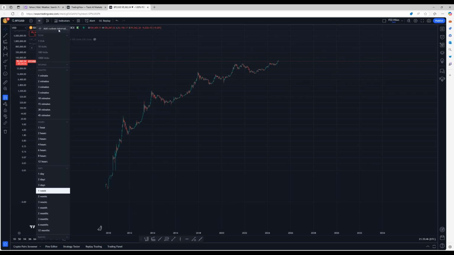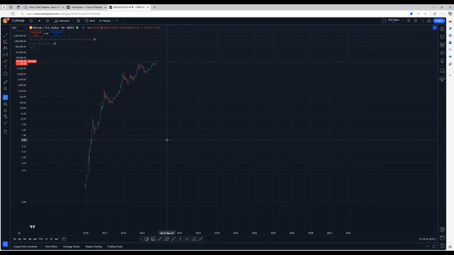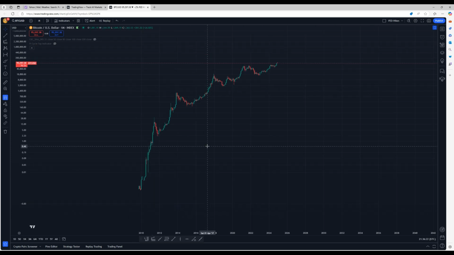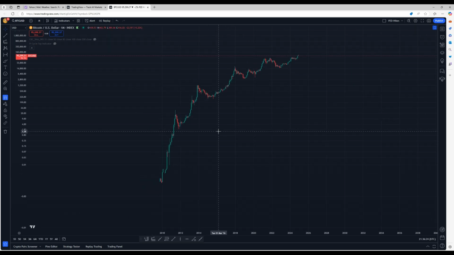So I'm going to put it on the monthly, not for any particular reason, just so I can get less candles. So every candle represents a month. This chart starts at October 1st, 2009. Bitcoin wasn't even registering at a penny. We're under a penny. That's pretty low. So we're going to use this data that we've got, and I'm going to show you how to find tops.